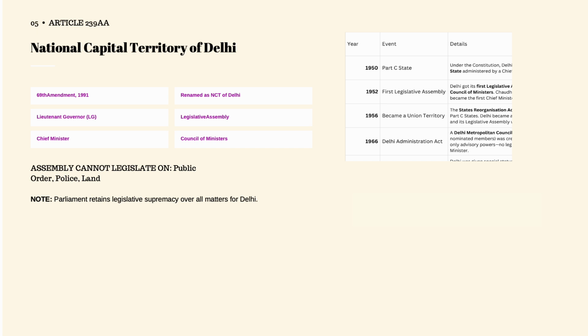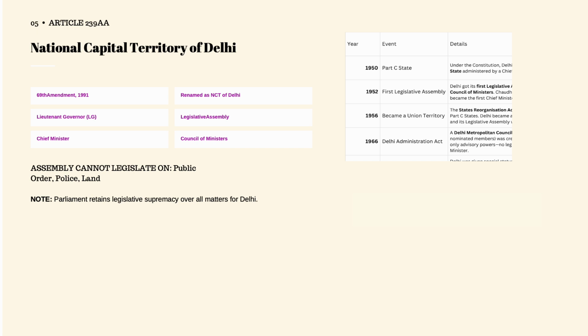Even though they got the legislative assembly, just like the states, they were not given three subjects. The assembly cannot legislate on public order, police, and land. These are the three subjects that the Legislative Assembly of Delhi is not allowed to legislate on. It's very important to understand the functioning of our capital, right? So these are the three subjects that you must understand.